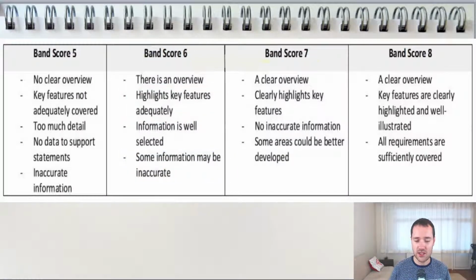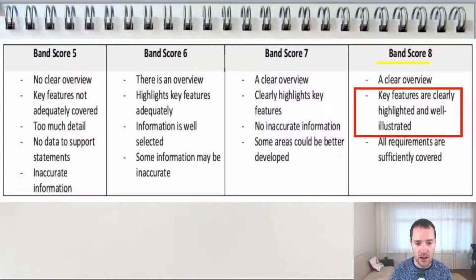Moving up to band score 7, it states that you can clearly highlight key features. And then at band score 8, again, key features are clearly identified and highlighted and well illustrated. So there you are. That pretty much wraps up the lesson on identifying main features. Of course, there's a lot more to responding to a task 1 question in the writing test. But at least if you can identify those main features, you know what to write about, and after that it's up to your level of English.